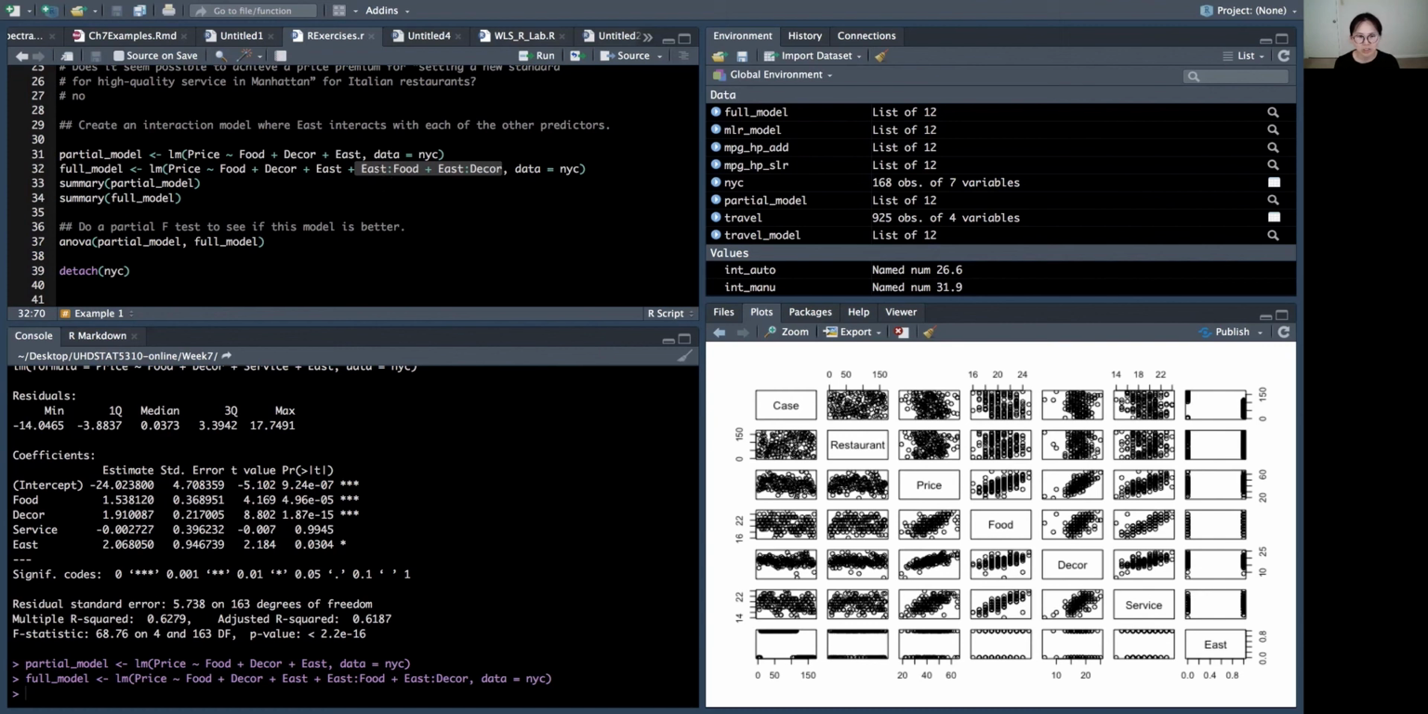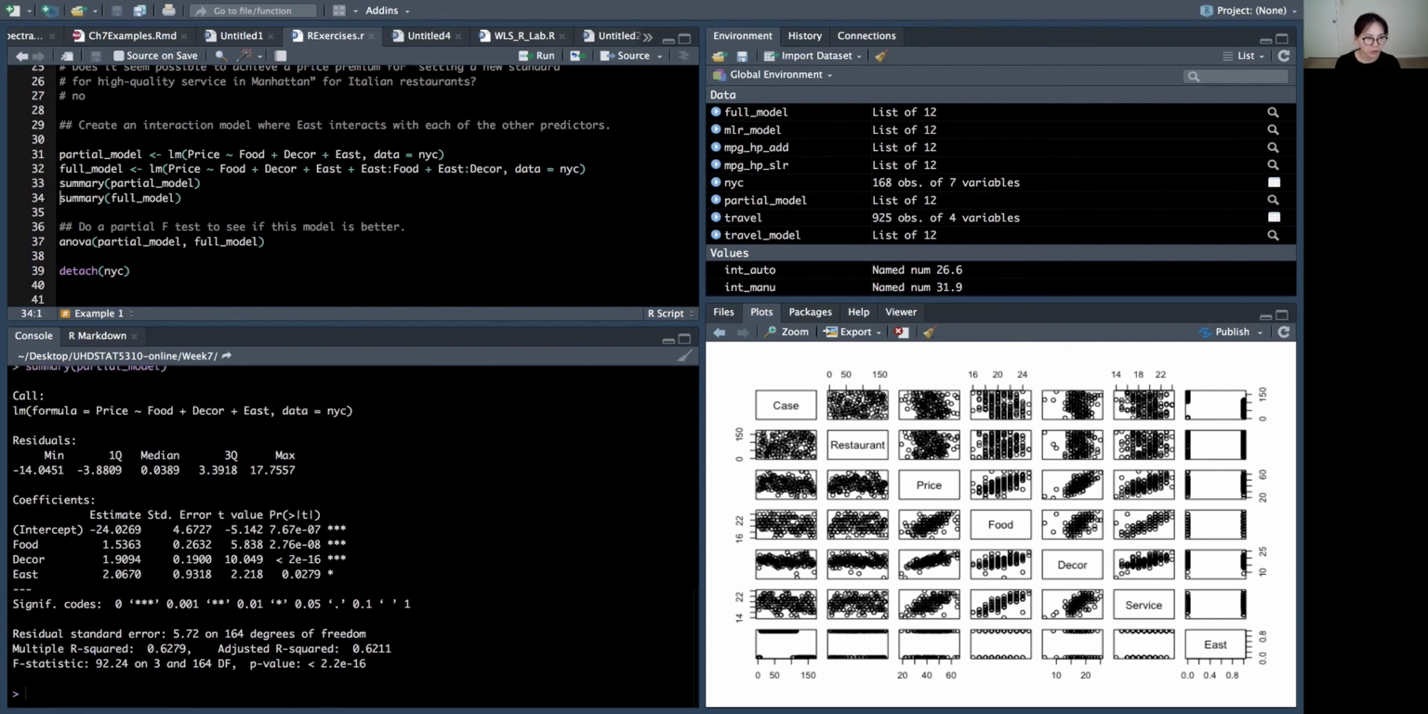So this interaction term is nothing but this east variable times this food variable, and this east variable times the decoration variable. If you call them x1, x2, x3, then these are x1 times x3 and x1 times x2. So the full model has more terms compared to the partial model.